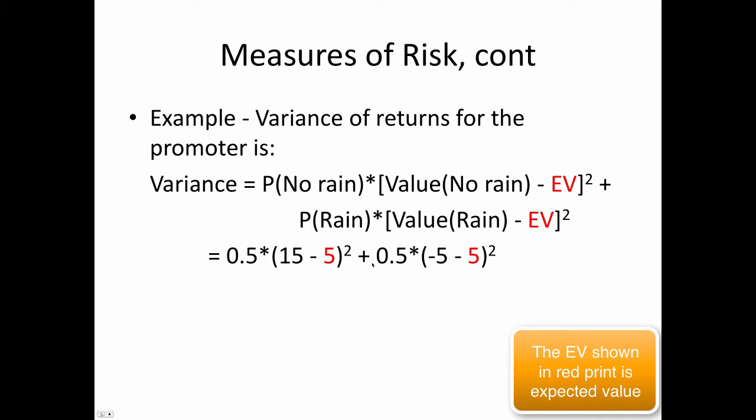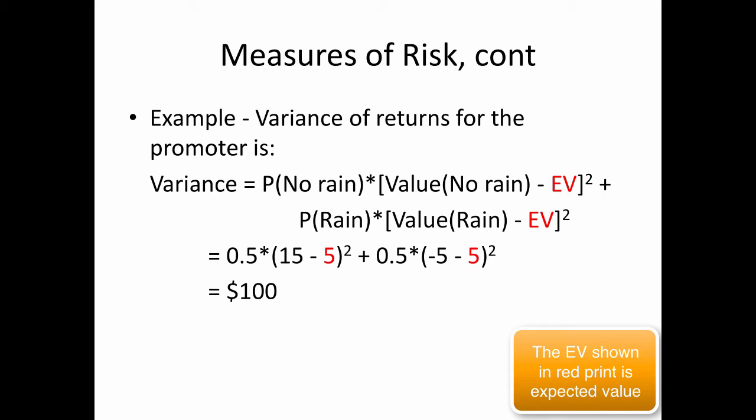And the same thing in the second part of the equation. 0.5 is the probability of rain. There's a $5 loss that the promoter would realize if it does rain. I subtract from that the $5 expected value, and then I square that difference. If I go through with those calculations, I end up with a variance of 100.